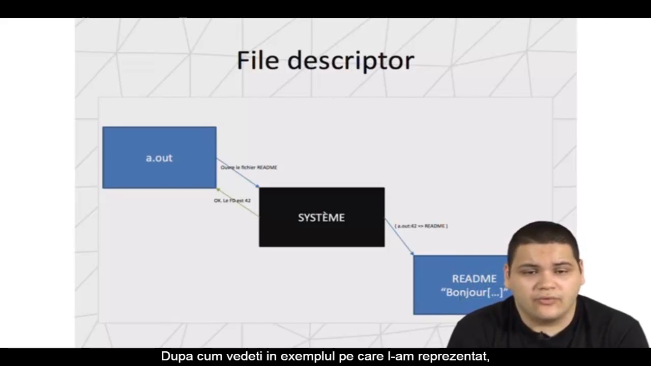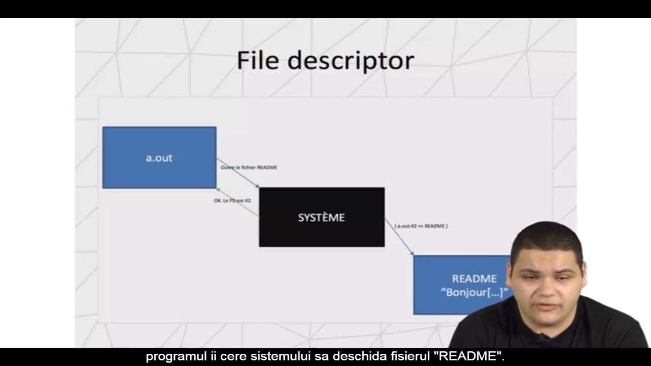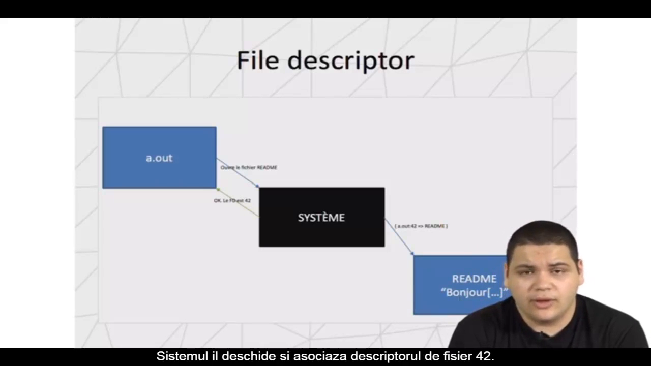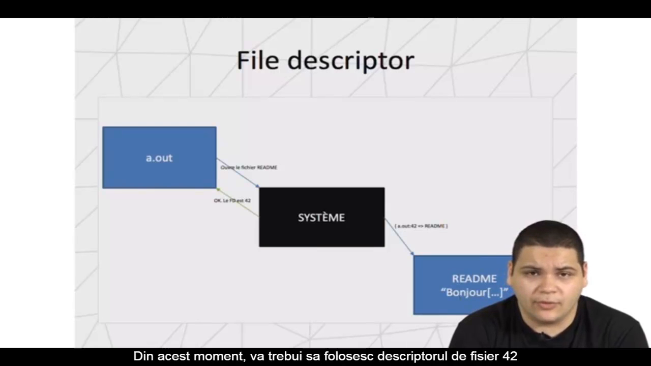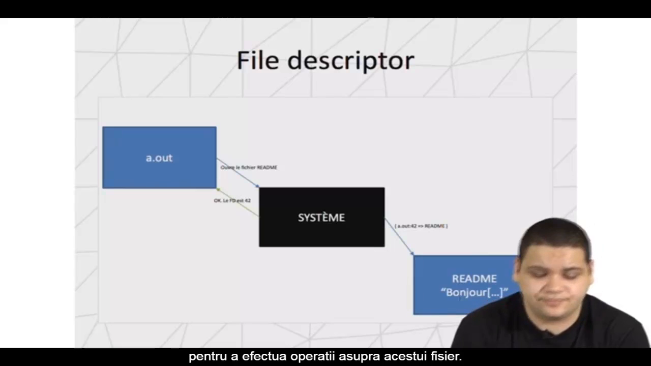Look at this example. My program asks the system to open the file named readme, and the system returns the file descriptor 42. Now I can refer to fd 42 to manipulate this file.